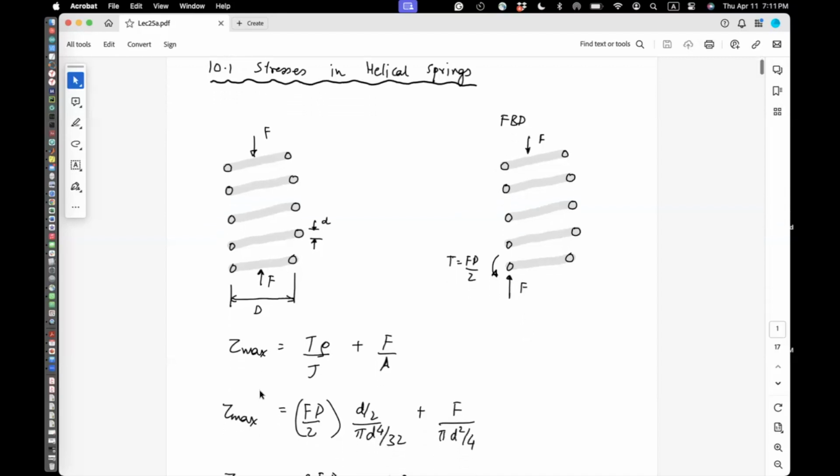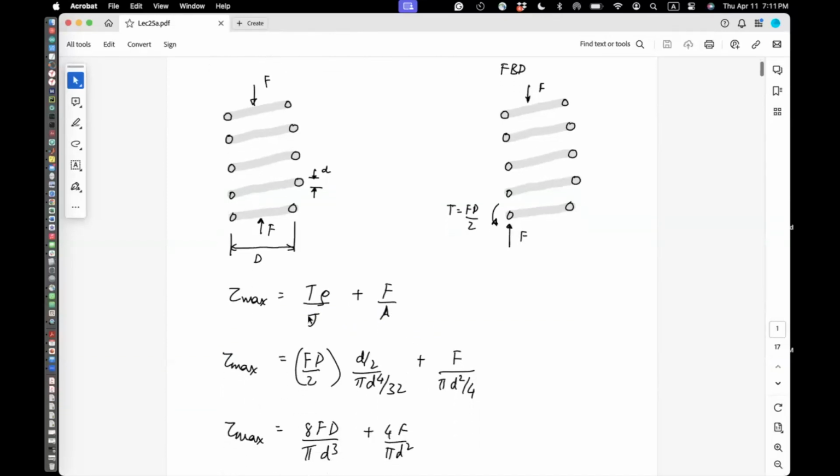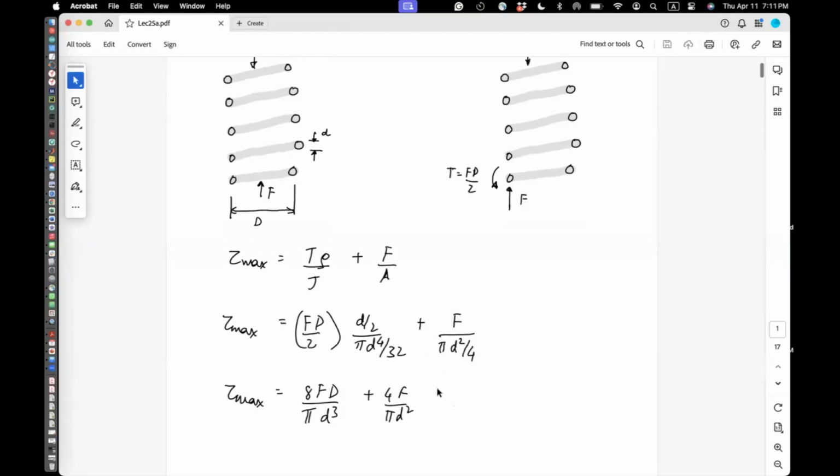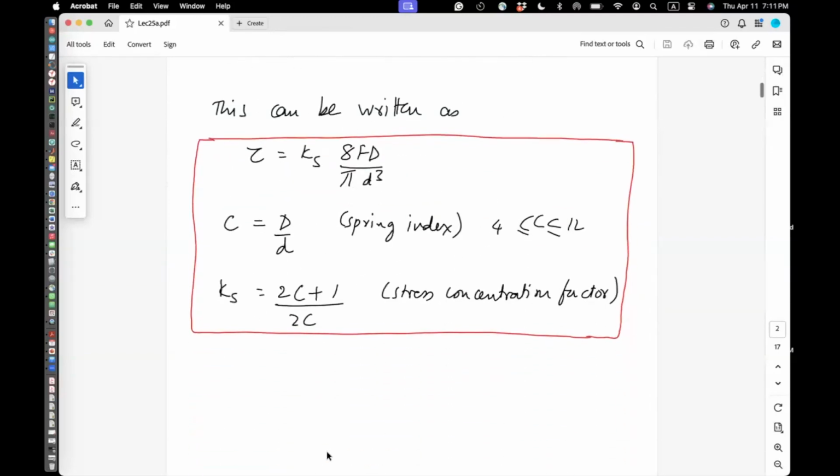The net stress on the spring is given by T rho divided by J plus an axial stress, the axial force F divided by A. We can substitute for T and rho as D divided by 2, J as pi d raised to 4 divided by 32, and also substitute for capital A, pi d squared divided by 4. This is the expression we get once we do the substitutions. Finally, we can write an expression for the shear stress tau as Ks times 8FD divided by pi d cube.